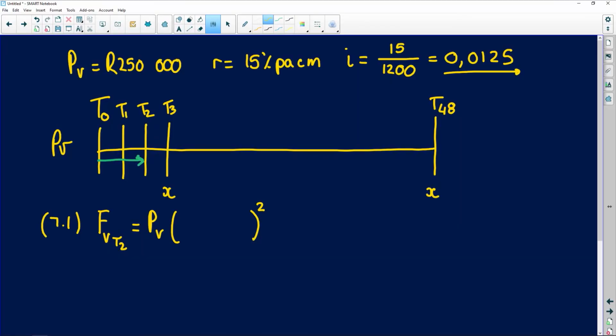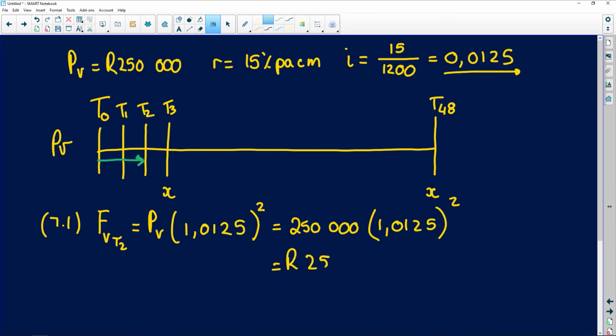And the interest is 1 plus i, so 1.0125 for 2 periods. And all we now need to do is plug this into our calculator: 250,000 times 1.0125, all to the power of 2. And if we put that into our calculator, we get 256,289.06. So just look at this. What is this amount?